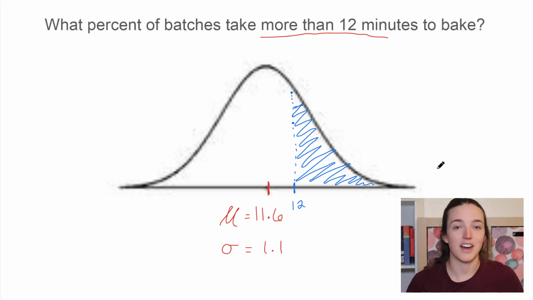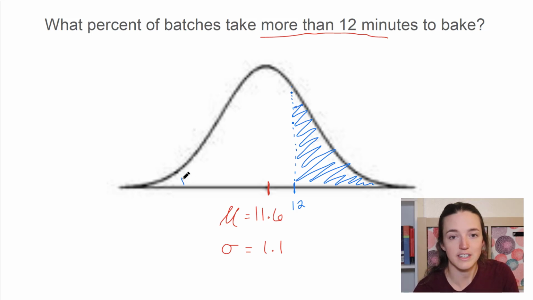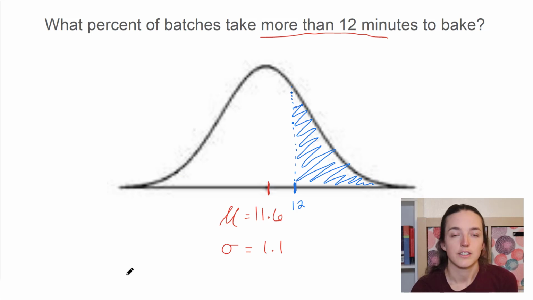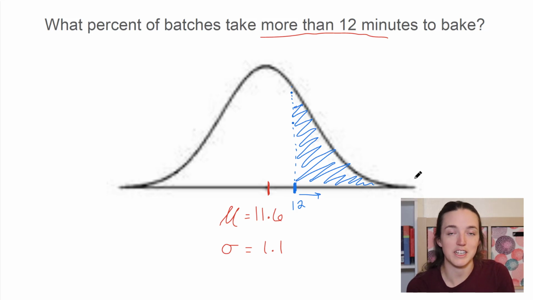So once again, under the entire curve is all the possible batches of cookies I could make. There's a batch right here that takes 9 minutes. There's a batch right here that takes exactly 11.6 minutes. There's a batch over here that somehow takes 15 minutes. So to find the percent of batches that take more than 12 minutes, I just have to find 12 minutes along the axis here, and more than means to the right. This area under the curve represents all of the times that I had to bake cookies longer than 12 minutes.